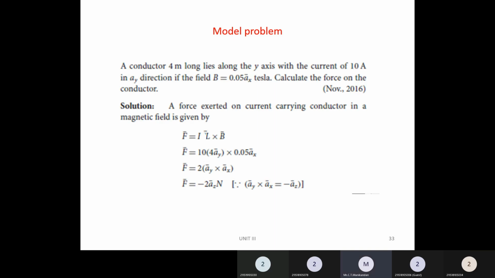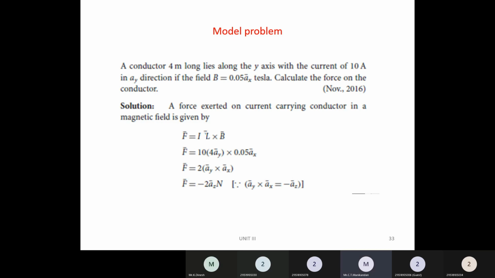Here is another model problem relating to force. F equal to IL cross B, same concept. Here it is 10 AY cross AX. Actually, AX cross AY is only AZ, but here we are getting AY cross AX, so AY cross AX is minus AZ. So F equal to what you will be getting? Minus 2AZ.